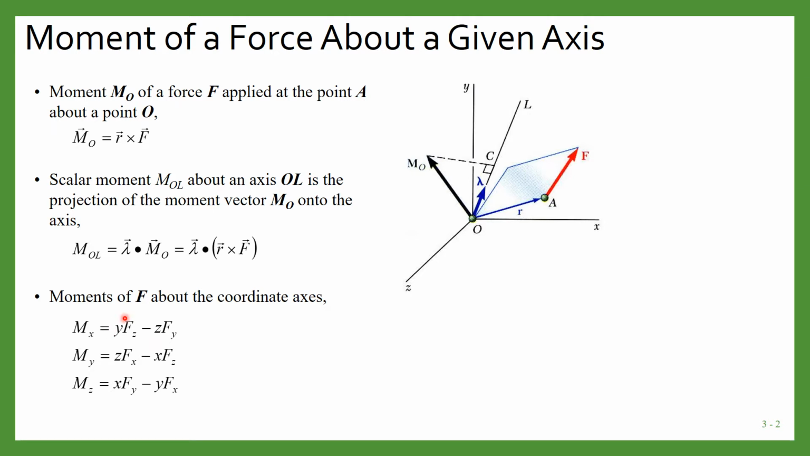Similarly, we can calculate the moments of F about the coordinate axes X, Y and Z. You can do this again by simply taking the dot product, and you will get these expressions: Mx will be equal to yFz minus zFy, My will be equal to zFx minus xFz, and Mz is equal to xFy minus yFx.